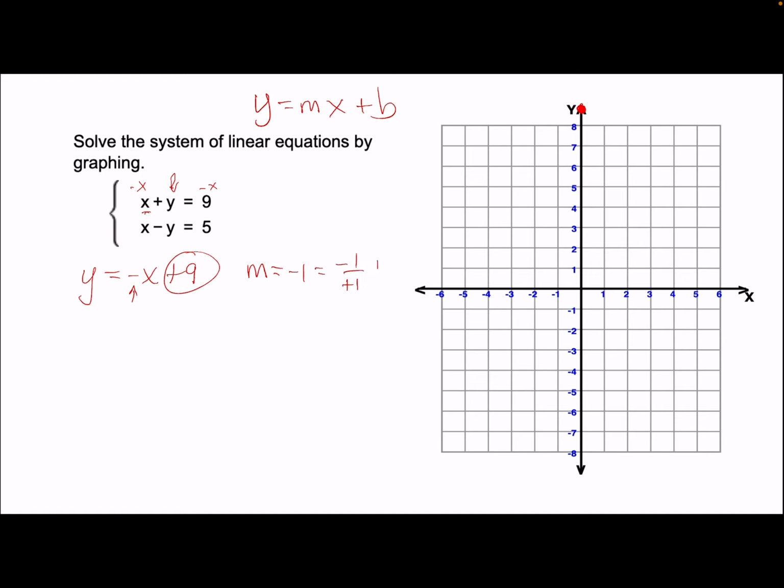So for my rise and my run, I'm going to go down 1 and run positive 1. Down 1, positive 1. I'll make these dots a little bit bigger. Down 1, positive 1, and I need another line or two to the right, so down 1, positive 1, kind of like that.